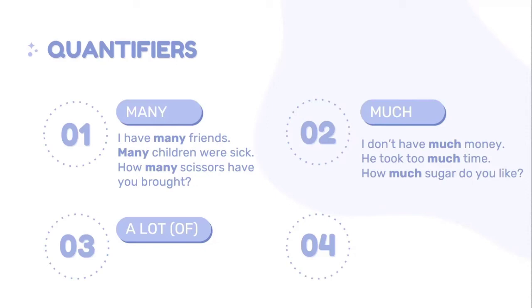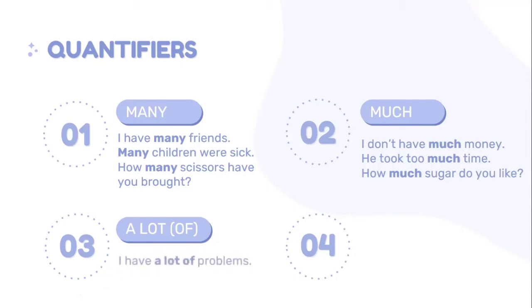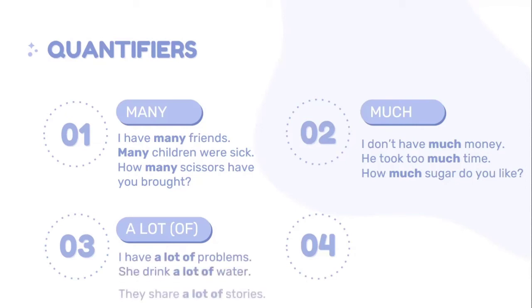So you can use many and much if you want to ask someone about countable or uncountable nouns. A lot of is the informal form of many and much. It means a lot of can be used for both countable and uncountable nouns. For example, I have a lot of problems. She drank a lot of water. They share a lot of stories.